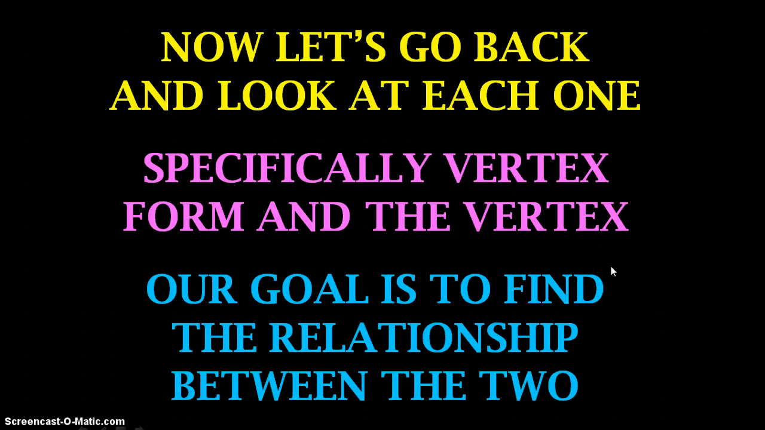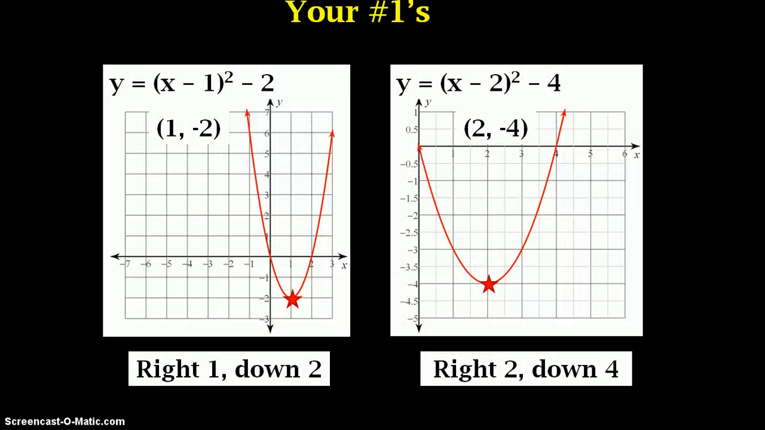Alright, now let's go back and look at each one of these. Specifically, we're going to focus on looking at the vertex and the vertex form of the graph. Our goal is to figure out what's the relationship between vertex form and the actual vertex of the graph. So we're looking at the number 1s here. Let's take a look at the left side first. You don't need to write anything down, but please make sure you're paying attention so you understand what we're doing here.